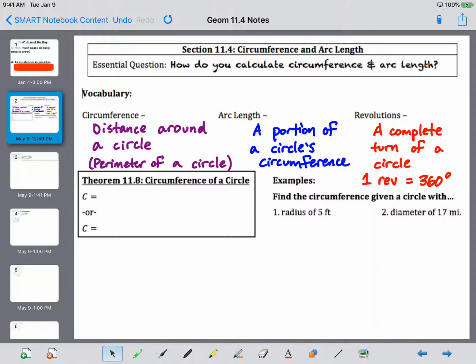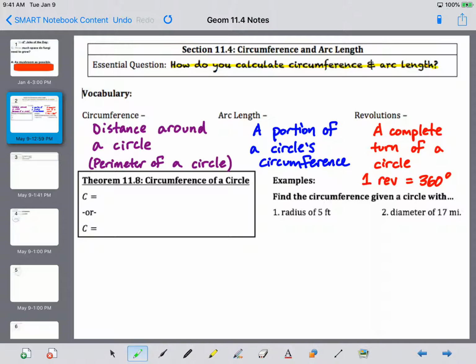Section 11.4, circumference and arc length. So here's your essential question. Two parts to this. How do you calculate circumference and arc length? Pretty creative essential question, I know. So first let's look at some vocabulary. If you'd like to go ahead and pause the video, get that essential question written down, and then jot down these three vocabulary definitions, and then we'll talk.